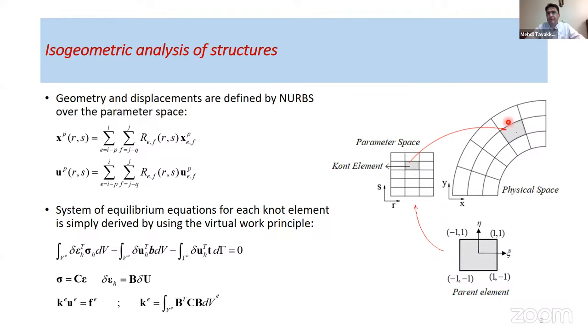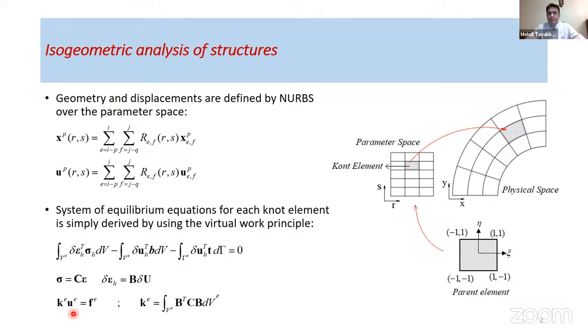And there is a corresponding area in physical space for each knot element. The integration is also performed over the parent element, and we have a mapping here between parent element and knot element in this approach. The system of equilibrium equations for each knot element is simply derived by using the virtual work principle, as is the case in the finite element method, and by substituting the constitutive equation and the relationship between strain and displacement, we end up with the system of equations Ku equals F.